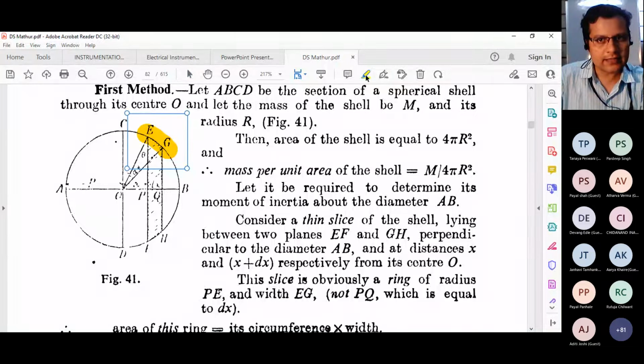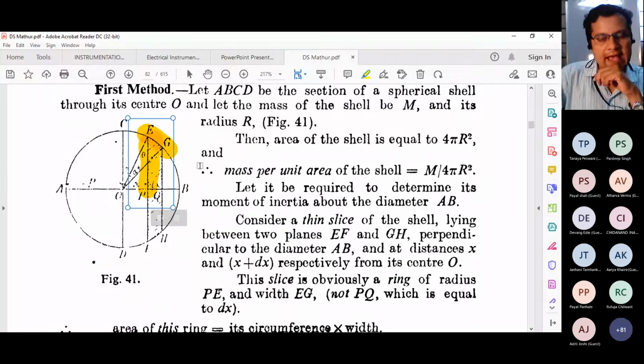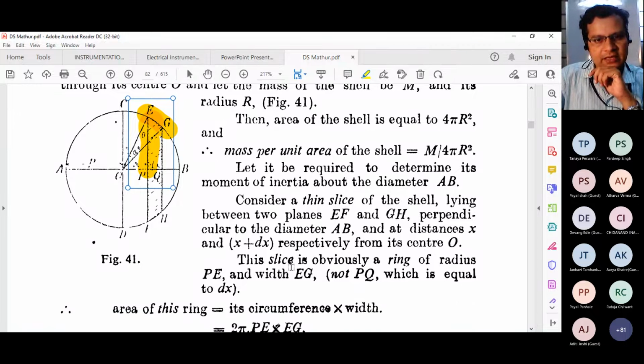That EP is the radius of this thin slice, and EG is the radius of that thin slice. So I'm just talking about this particular slice, which is a ring of radius PE and width EG, which is not equal to PQ. PQ is just the perpendicular distance of the thin slice on the diameter AB.